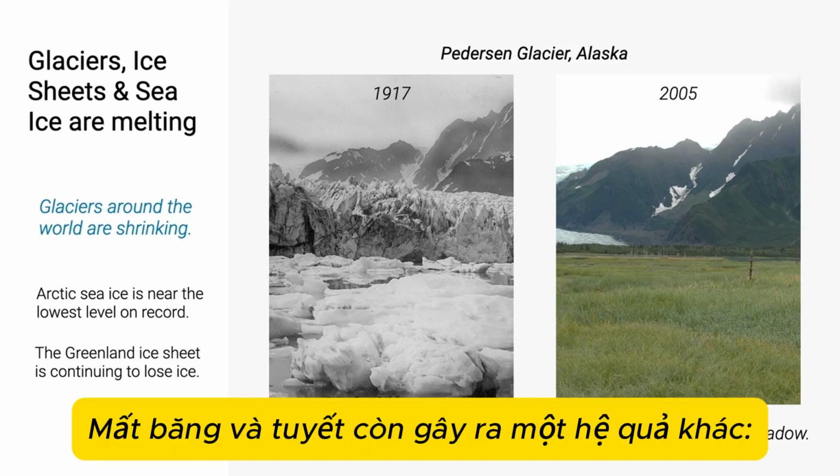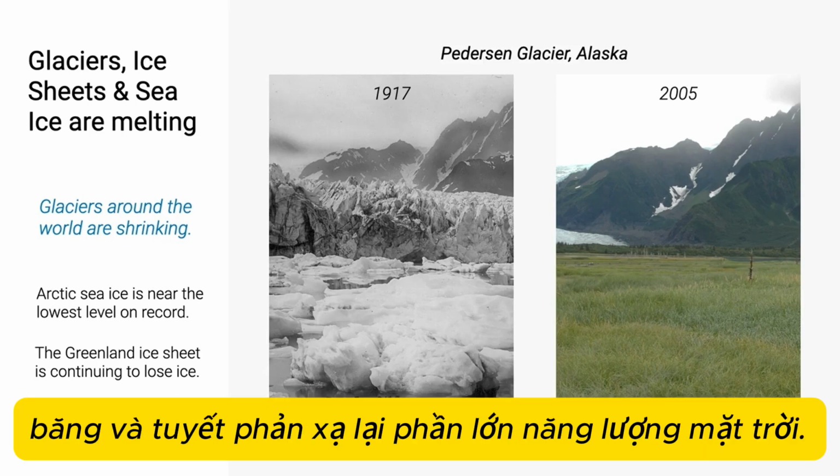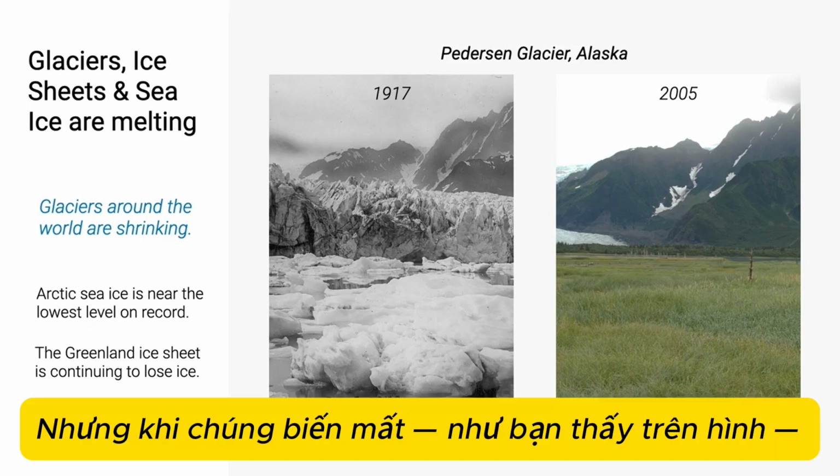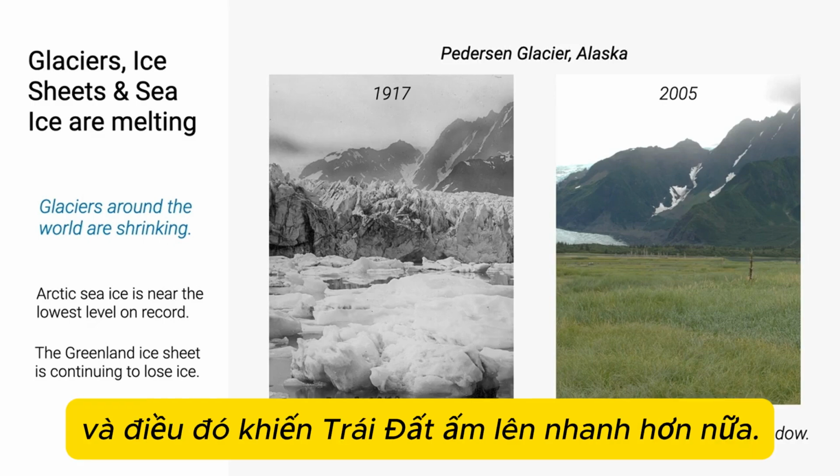Losing ice and snow has another consequence. Just like any other white surface, ice and snow reflect a lot of the sun's energy. But once this is gone, as you can see in the image, the darker earth or ocean absorbs more of the sun's heat, and things start to warm up even faster.